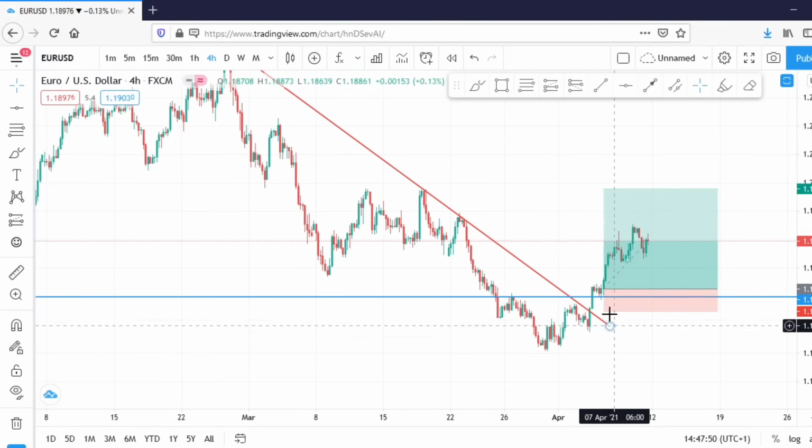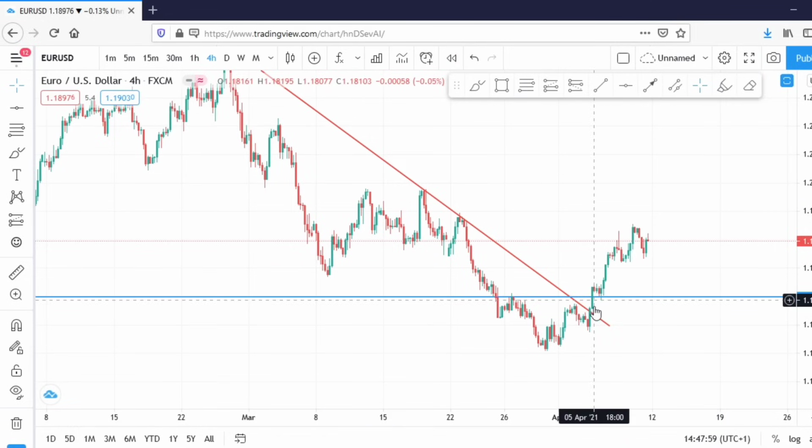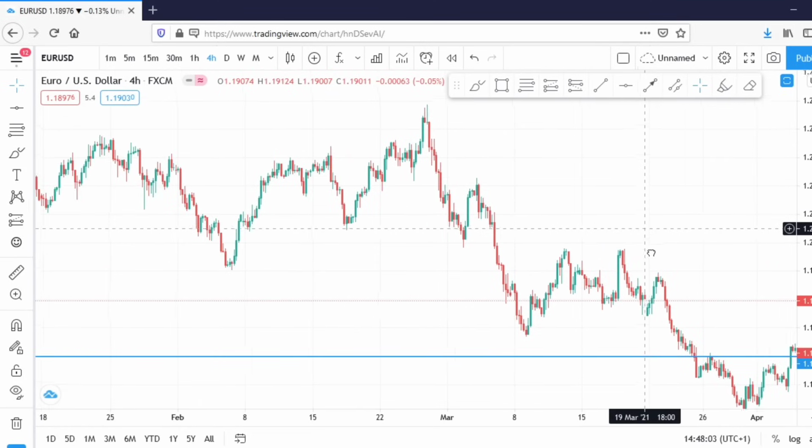Okay, so even if you enter this trade, if you want to enter more positions, you could have entered here as well. So that is a break and retest. Very simple strategy with a win rate of about 90 to 95%.